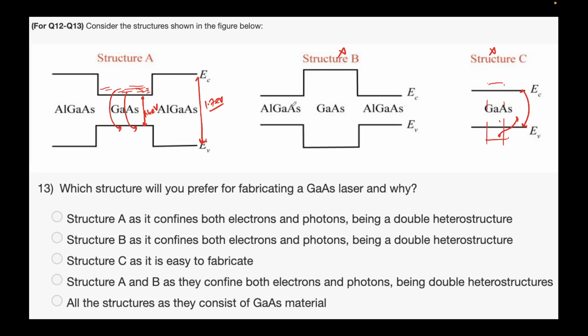In fact, this is not even possible because aluminum gallium arsenide has a higher band gap, but in principle, with material X and material Y, electrons will not be confined here, and neither will the photons. So structure A, because it confines both electrons and photons, is a double heterostructure. If we talk only in terms of band gap difference, we call it a heterostructure, but structure A confines electrons as well as photons, thus it is referred to as a double heterostructure.